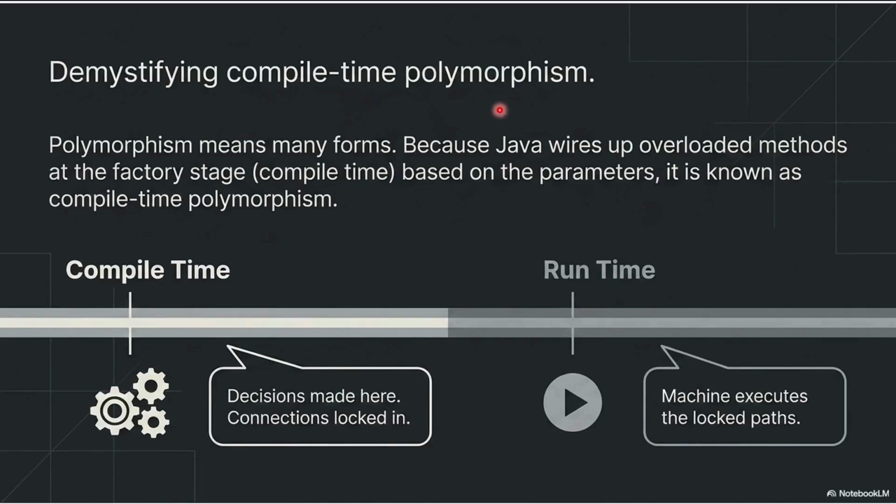Demystifying compile time polymorphism, that is, understanding compile time polymorphism. Polymorphism means many forms, because Java wires up overloaded methods at the factory stage. Factory stage means compilation time. Based on the parameters, it is known as compile time polymorphism.